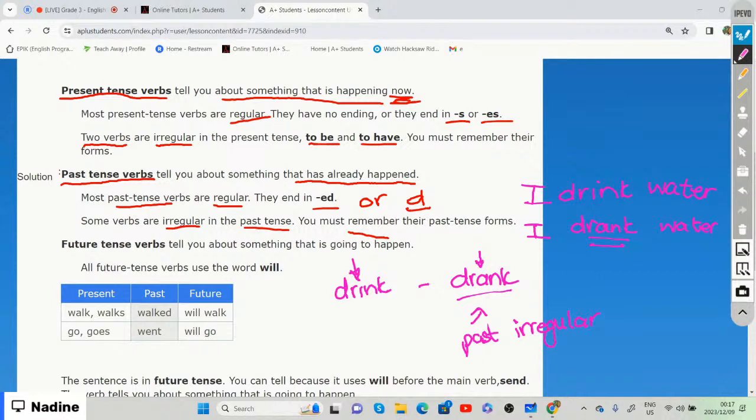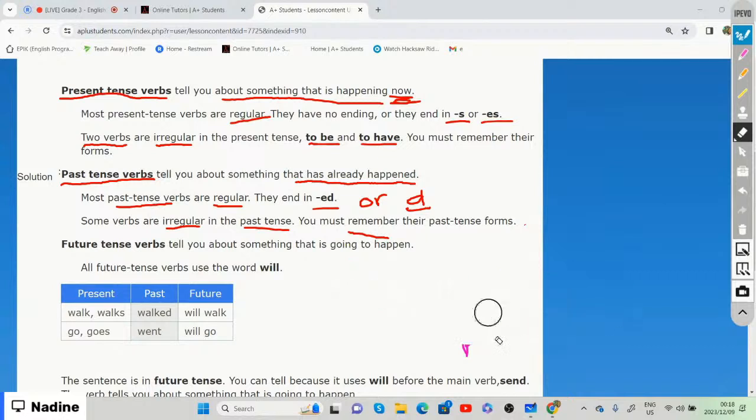But if we say it is regular, then it's like saying, let me erase this. If we say it is a regular verb in the past tense, and then we say it is, I'm going to make an example now.